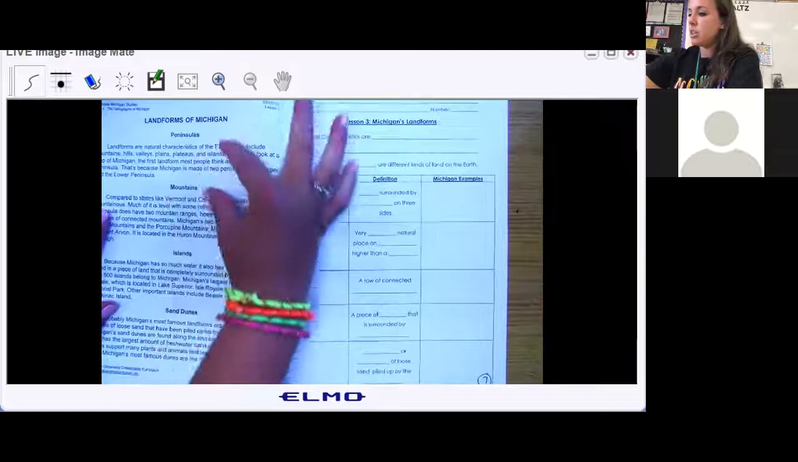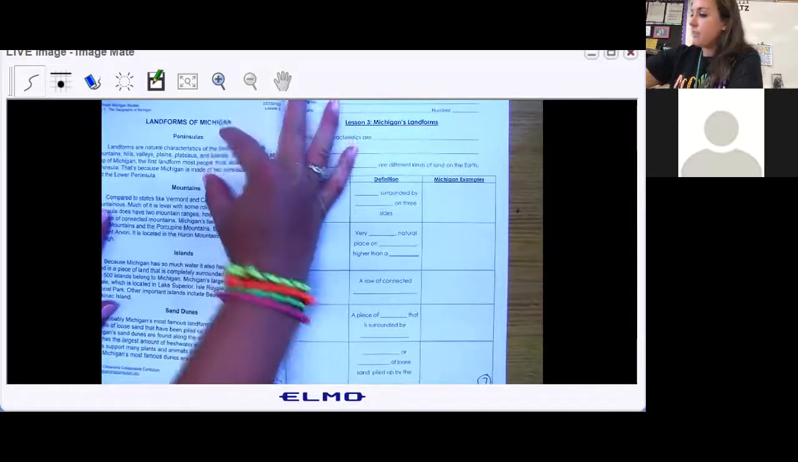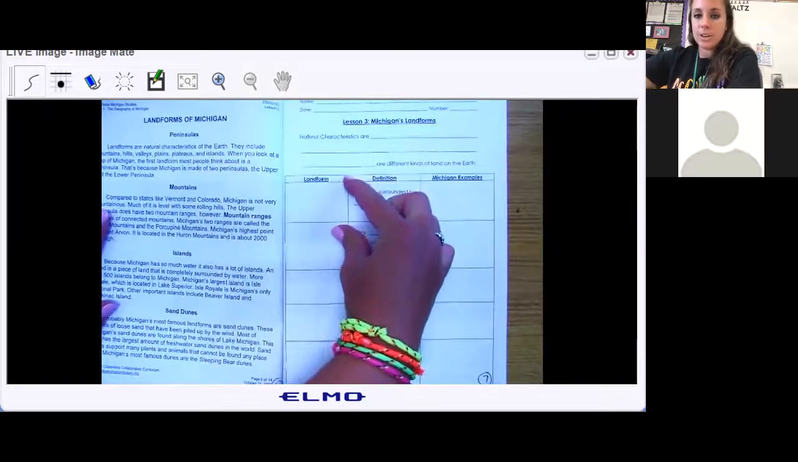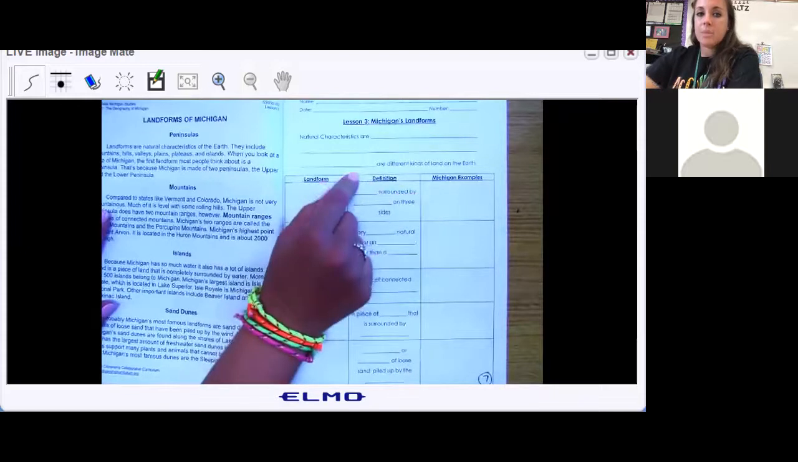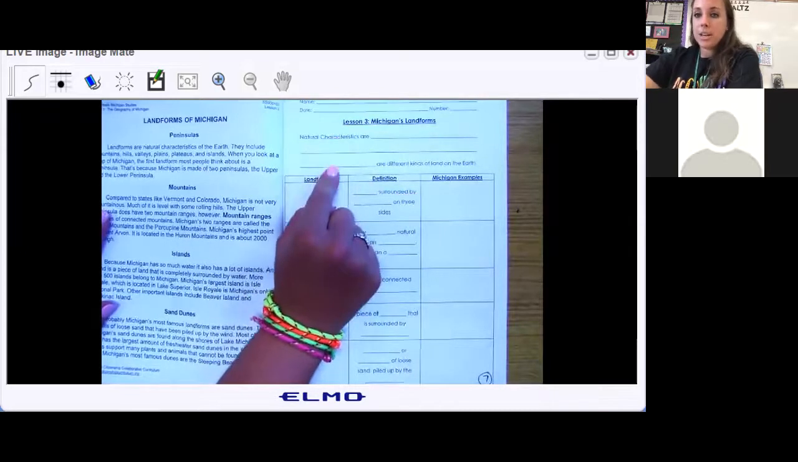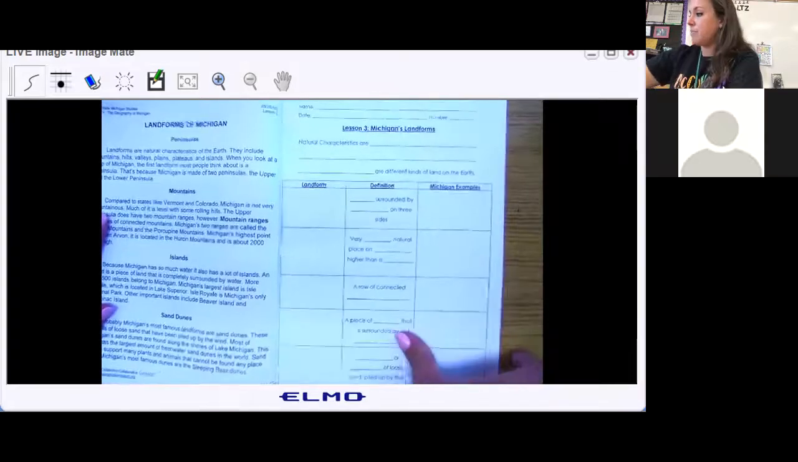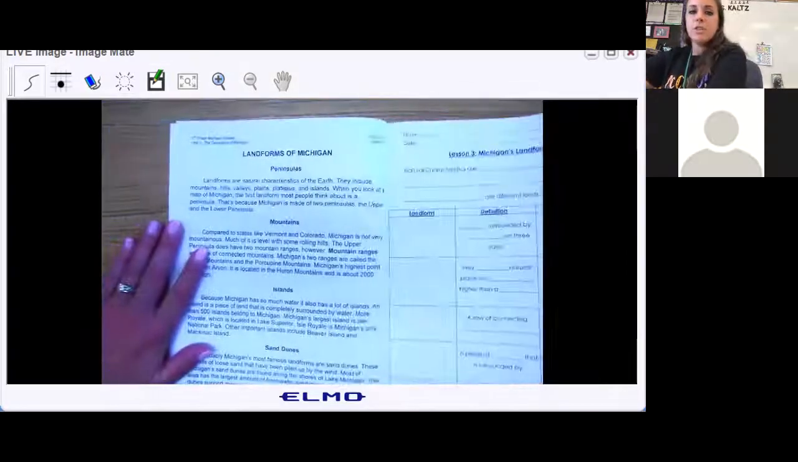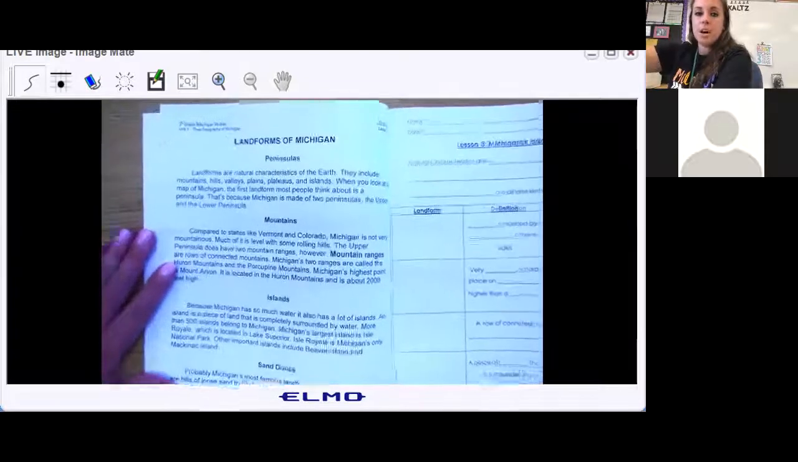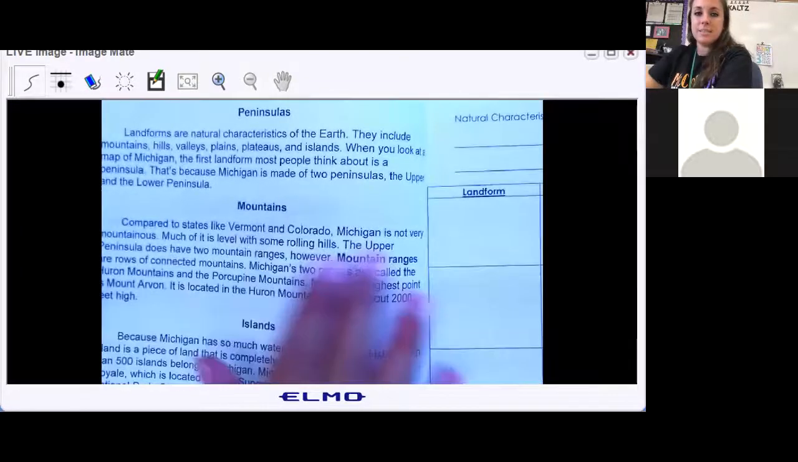Okay, so each paragraph goes along with a section of the guided notes. Now, this top part we will fill out at another time, so ignore the top part and let's get into the reading. The first landform we're going to read about is something called peninsulas.